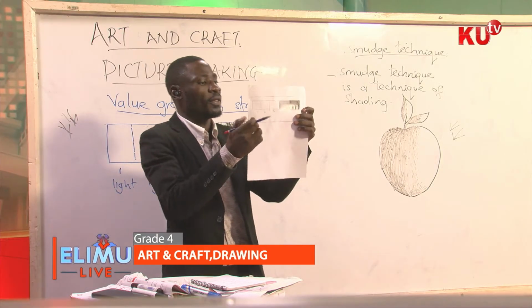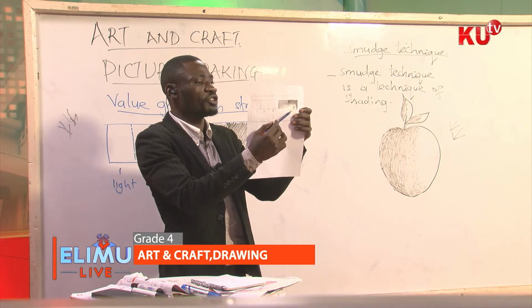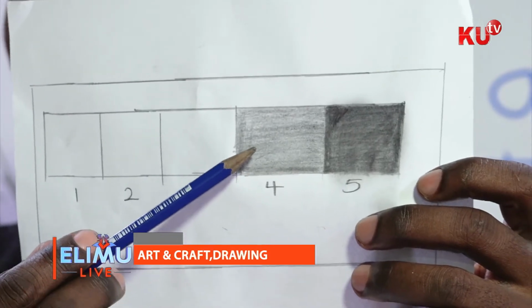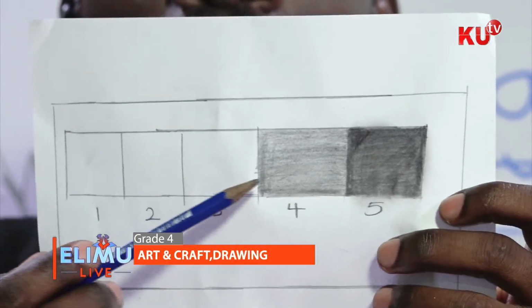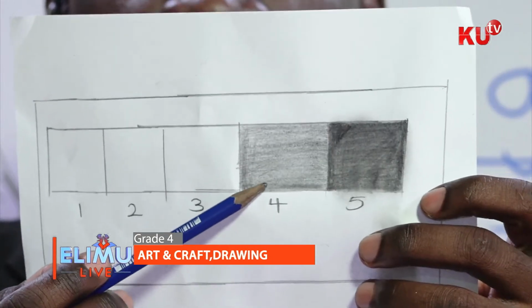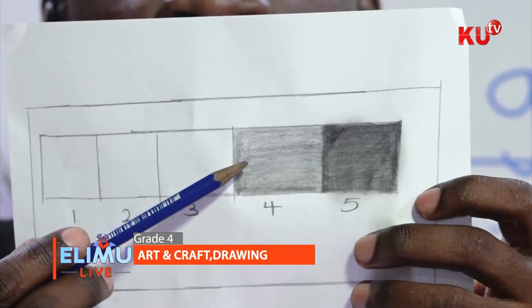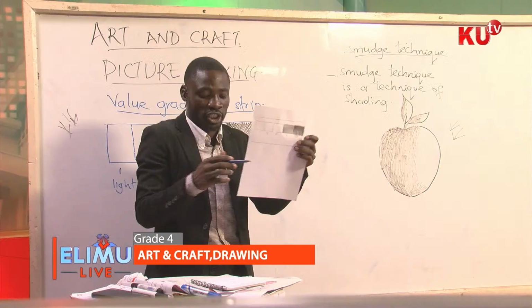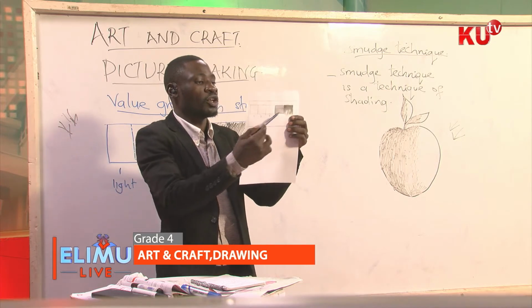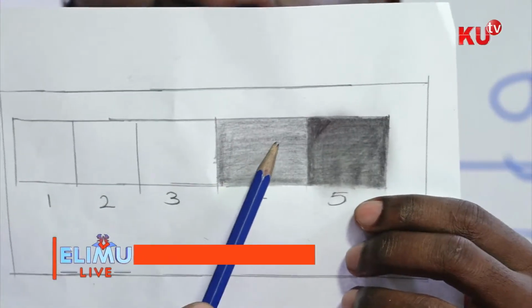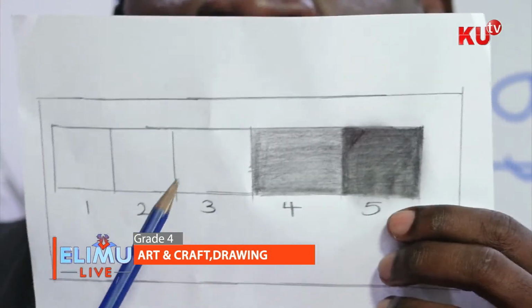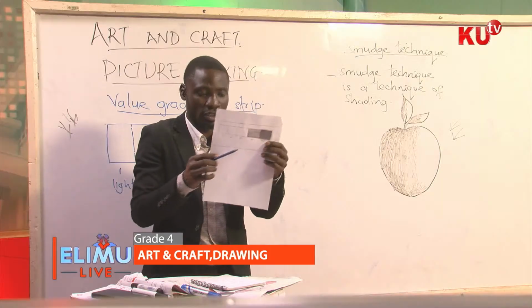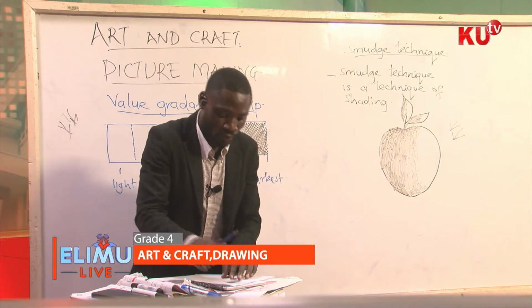As you can see, the fifth box is darker compared to the fourth box, but the fourth box should be darker than the way it is right now. So we are going to do more shading because it is far away from the light. We will make it a bit darker compared to the way it is right now.